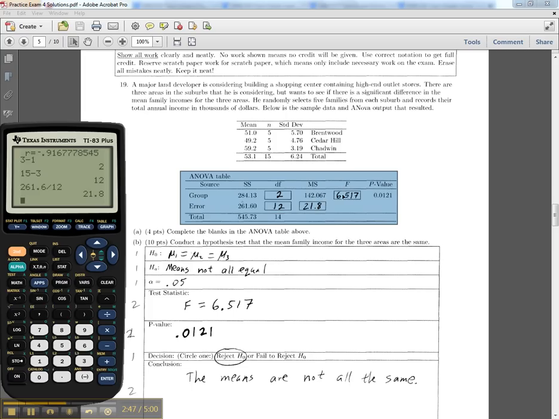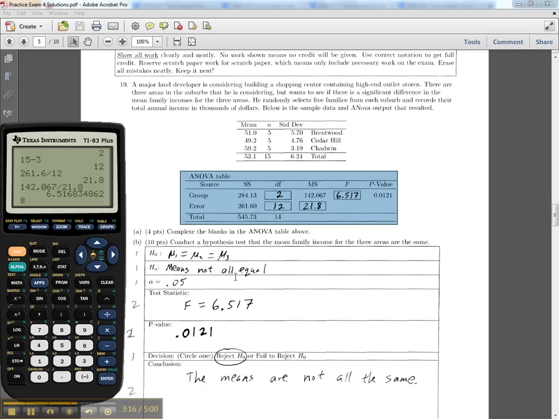And then to calculate the F statistic, you need to divide the MSG by the MSE. So divide 142.067 by 21.8. MSG over MSE, that formula should have been given to you in the lectures. And the F statistic is 6.517. So there it is. You've just filled out the whole table, and now you can proceed to do the rest of the question.